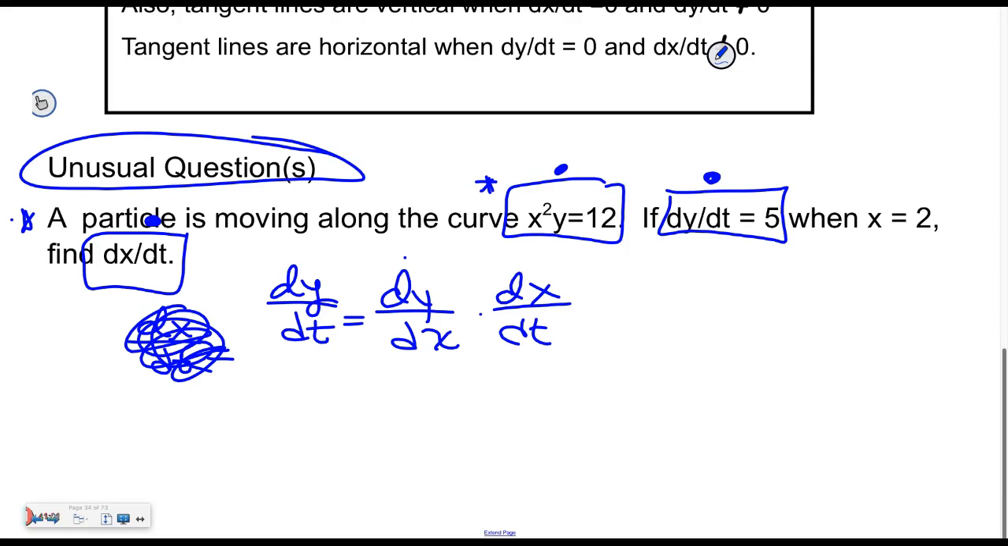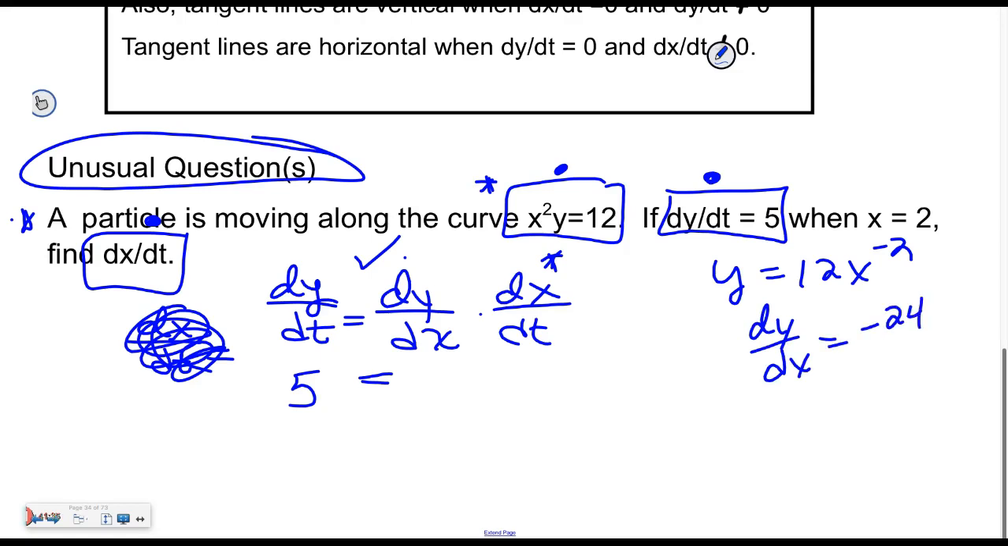What did they give me? They said dy dt is 5 when x is equal to 2. How could I figure out what dy dx is? Take the derivative. I would even choose not to go implicit because this is so easy to solve for y. I'd say y equals 12x to the negative 2. I could easily do dy dx, right? Just straight up. So again, it's this relationship right here between the three. But dy dx, what do I have? Would be negative 24 over x cubed when x is 2.